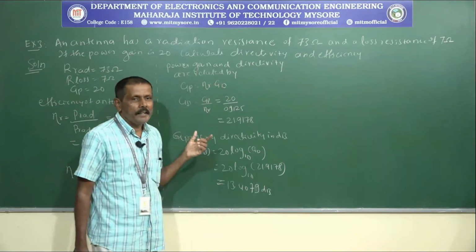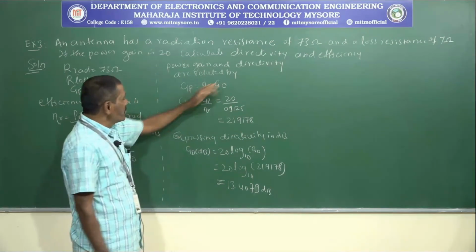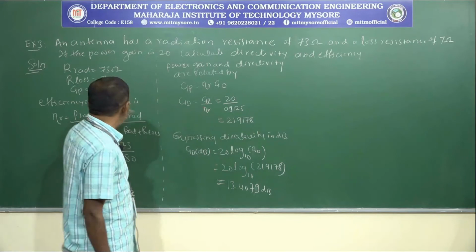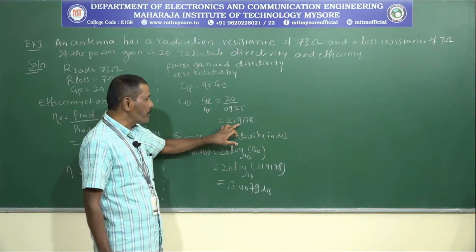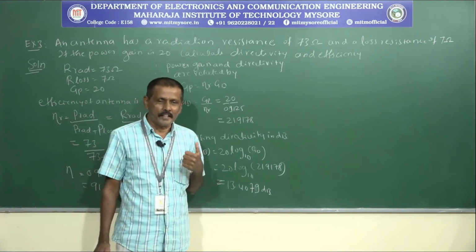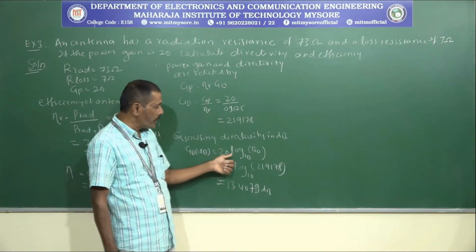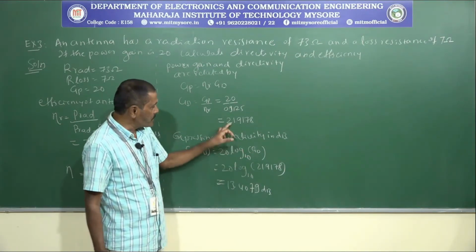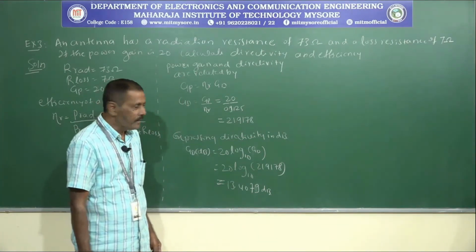The power gain and the directivity are related by the equation Gp is equal to eta R into Gd. So then I can write directivity is equal to Gp divided by efficiency, and Gp is given as 20, efficiency is 0.9125. So this is going to be 21.9178. Now, generally the directivity is expressed in decibels. Therefore, Gd in dB is equal to 10 log 10 of Gd, and with Gd as 21.9178, you are going to get 13.4079 dB.